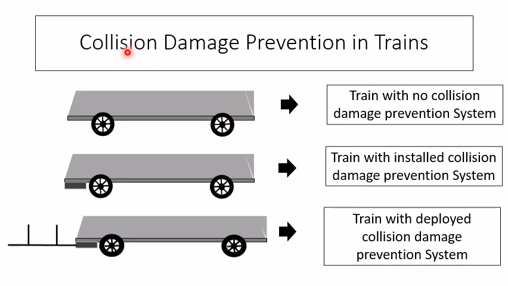So this is a collision damage prevention system for trains. This is a normal train without any collision damage prevention system. The collision damage prevention system is below the train. It can be in front of the train as well, and it gets deployed when the driver senses there is going to be damage to the vehicle.